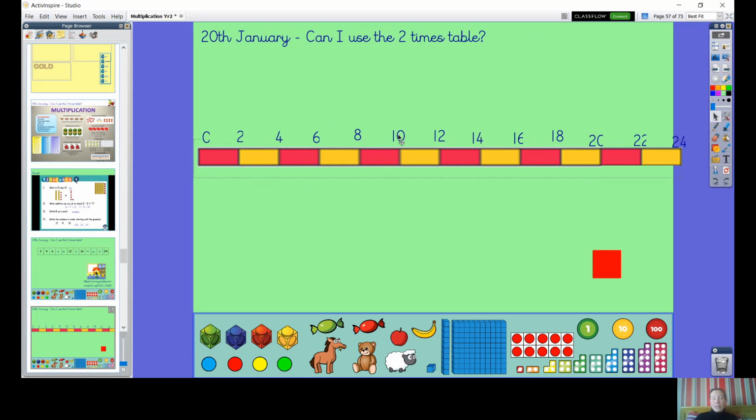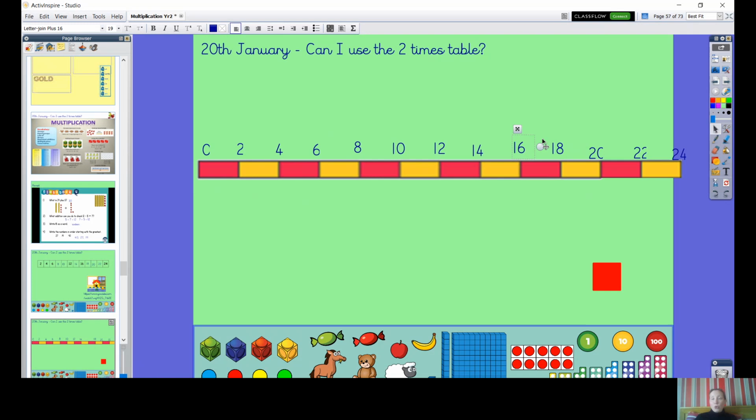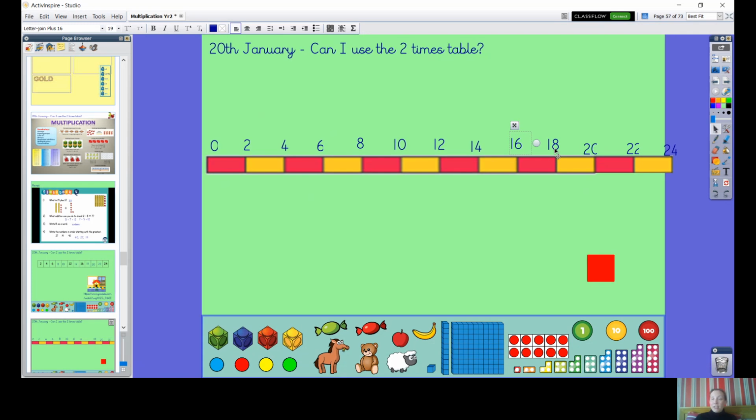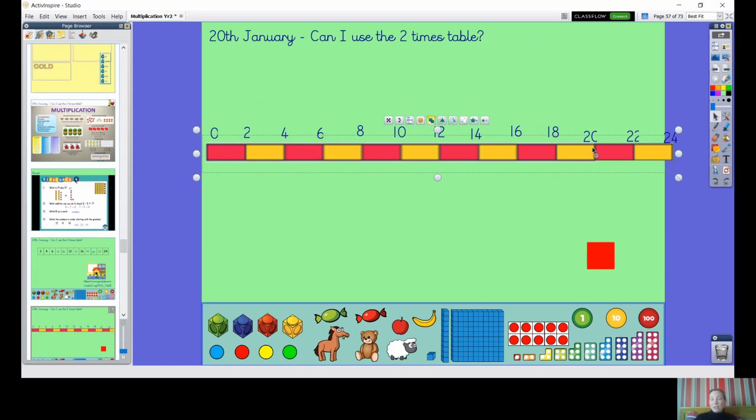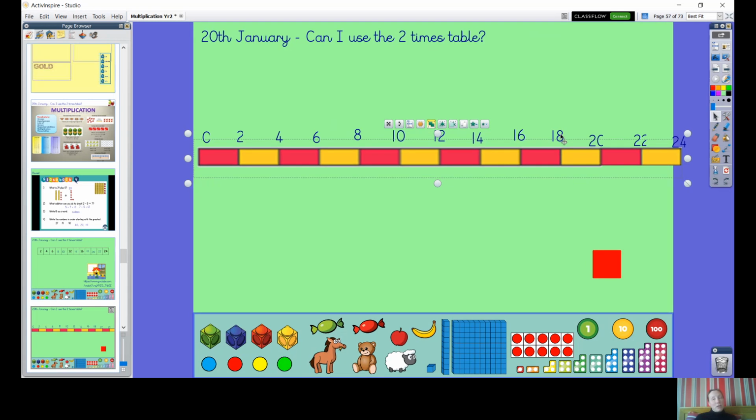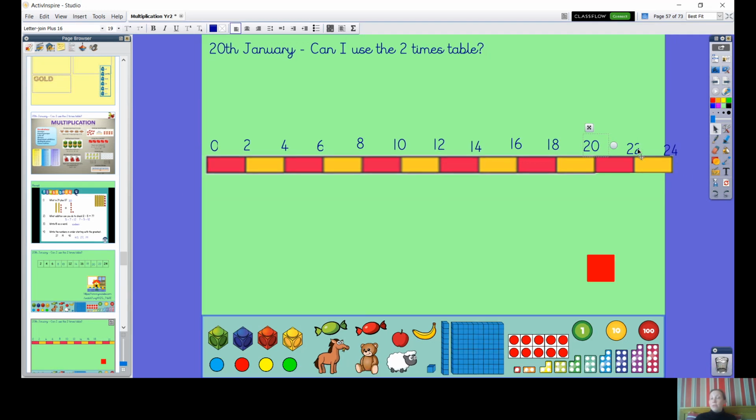5 times 2 is 10. 6 times 2 is 12. 7 times 2 is 14. 8 times 2 is 16. 9 times 2 is 18. 10 times 2 is 20. 11 times 2 is 22. 12 times 2 is 24.